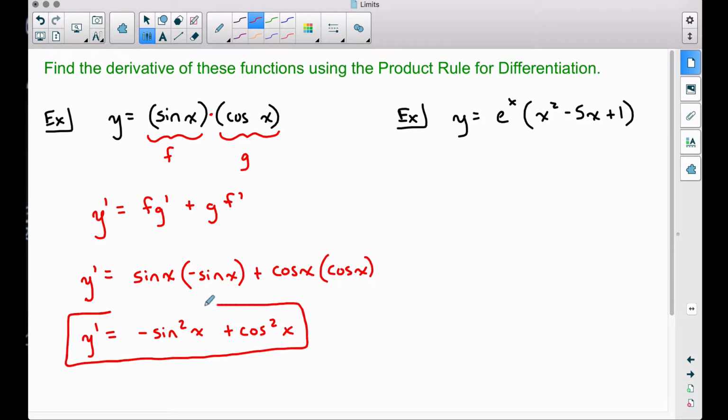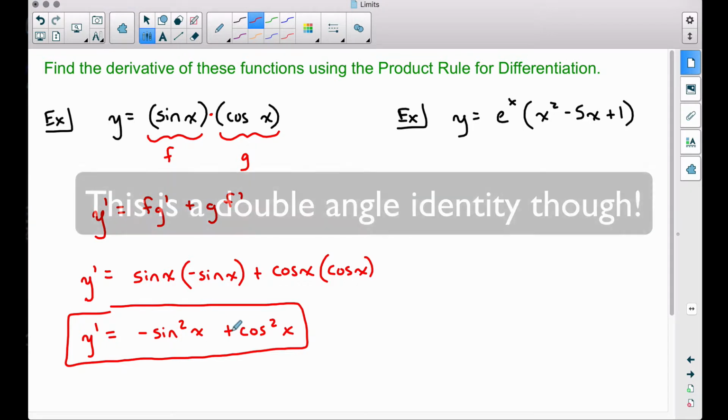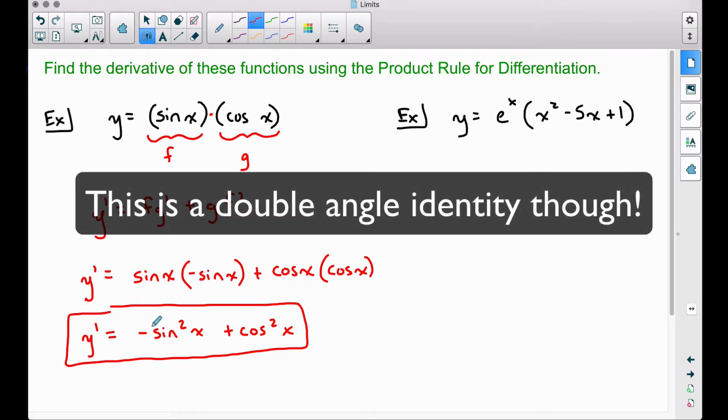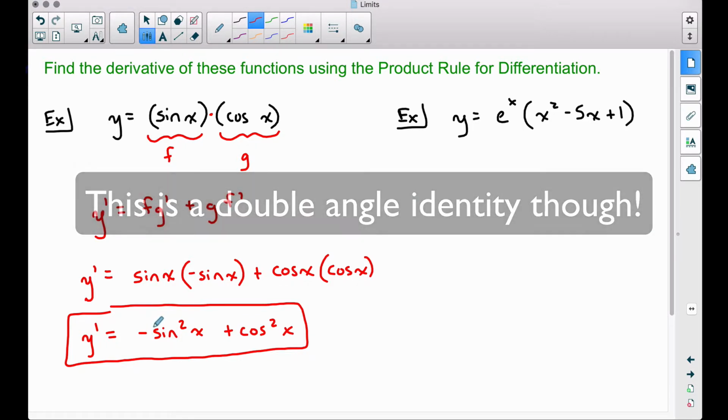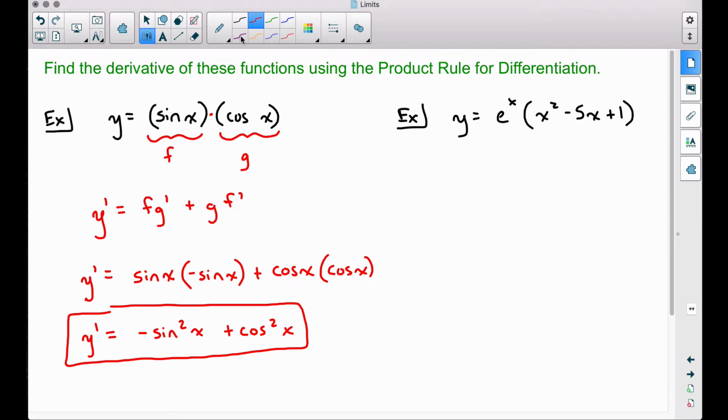This does not equal 1. This is not a Pythagorean identity. If that had been a positive sine squared, then yes, this would have been a Pythagorean identity. But again, I'm stressing this to you now. We cannot take the derivative of this one and simply multiply it by the derivative of this one to get our derivative for y here. Be careful. That's always going to be the case. That's why you need to know the product rule for differentiation.